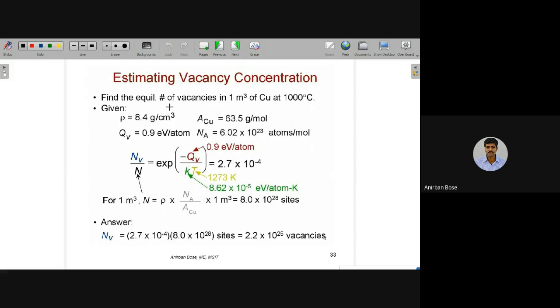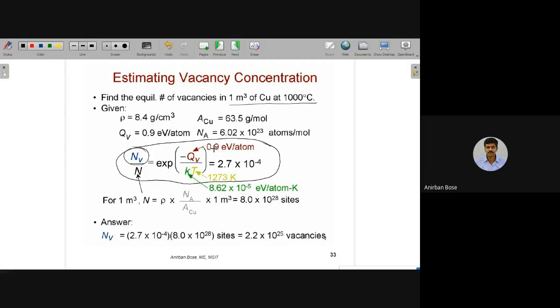Now, what kind of problems come in your exam? Suppose a problem like this: find the number of vacancies present in 1 meter cube of copper at 1000 degrees centigrade. What you have to do is simply use this basic formula. You only have to remember this formula, and you have to find out the number of vacancies.